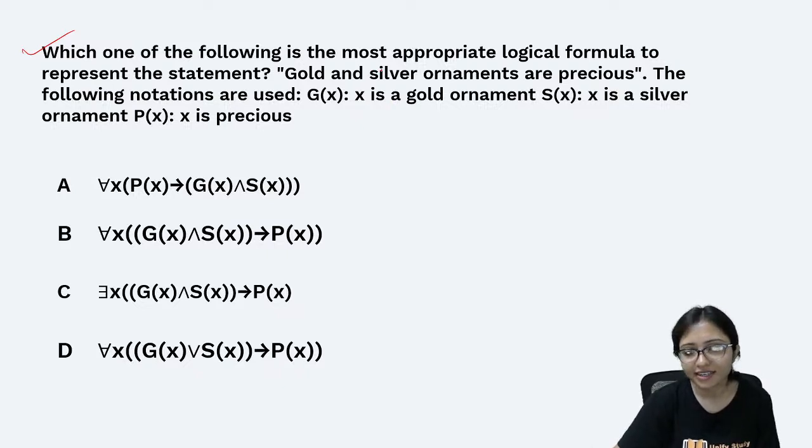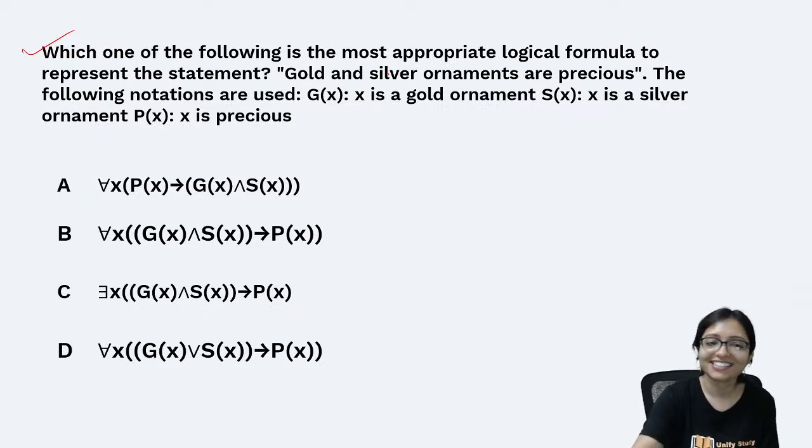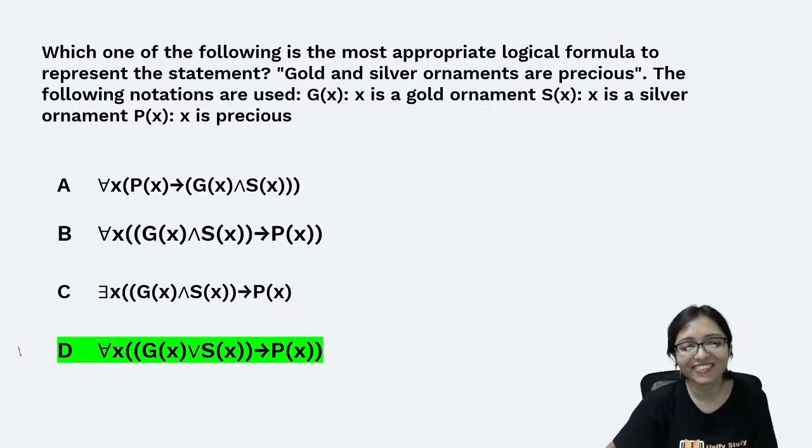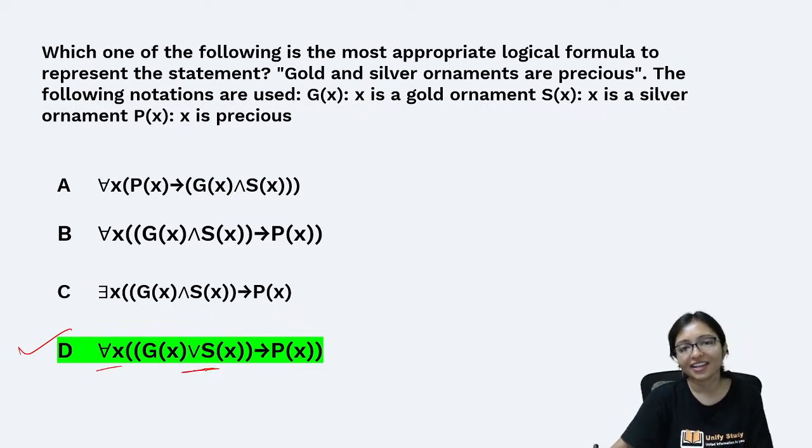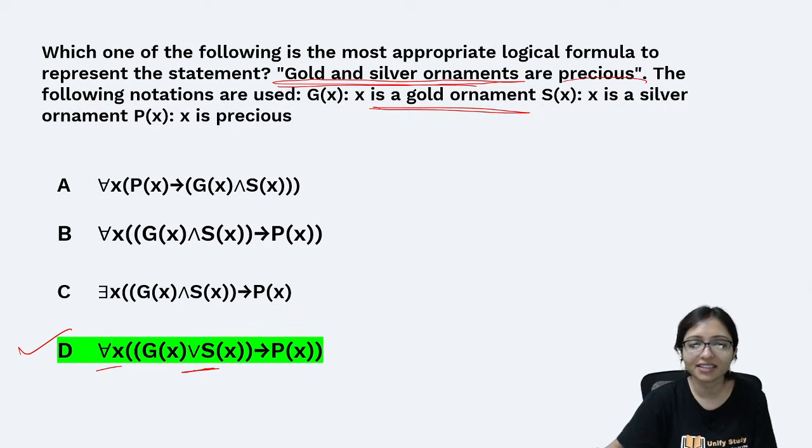What will be the answer now? Tell me what will be the answer. Acha, you are telling now. Yes, now you understand that. Yes, for all it will be or. Either it is gold or it is silver. Gold and silver, either it is gold or silver, they are precious. That is for all x, Gold(x) or Silver(x), they are precious.